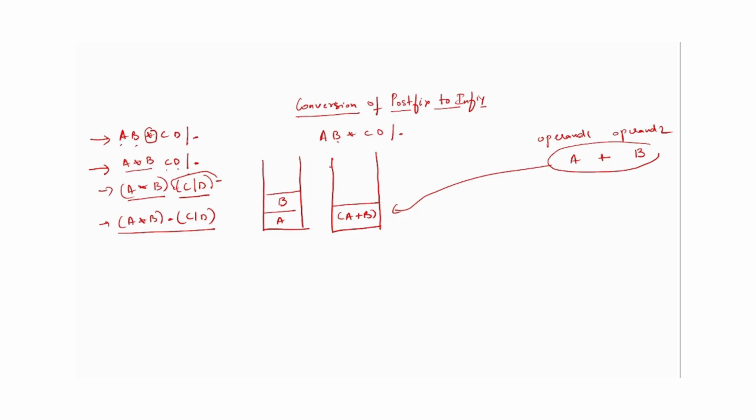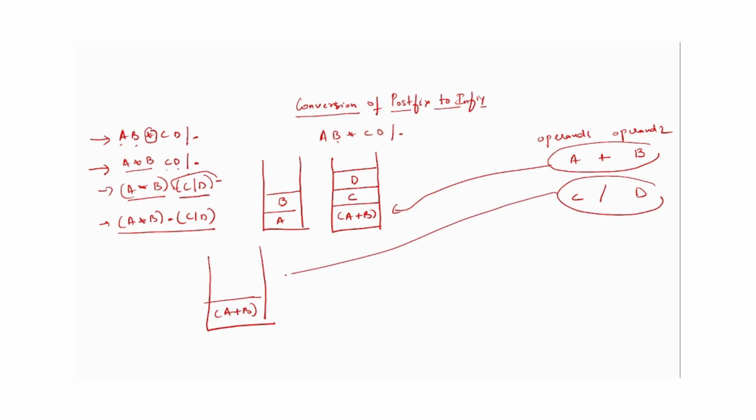Now again I have C, I have D, and I will stop here because now I encounter an operator. So C would be operand 1. So again we need to pop this out. I pop out C as operand 1, I pop out D as operand 2, and I put division. My stack will contain only A star B because I have popped out both C and D, and once I evaluated C by D, I push it back into the stack. This becomes C by D.